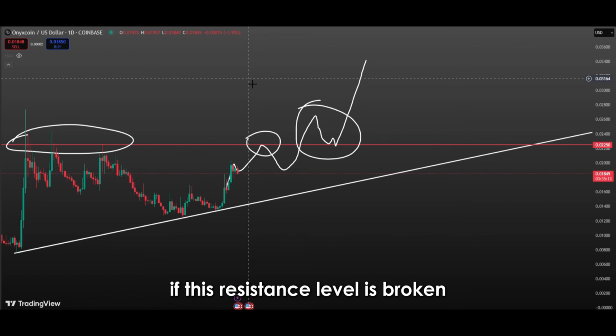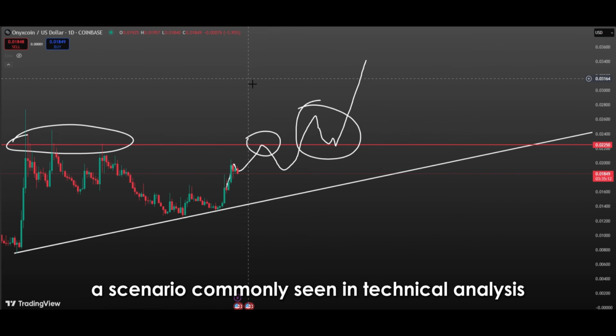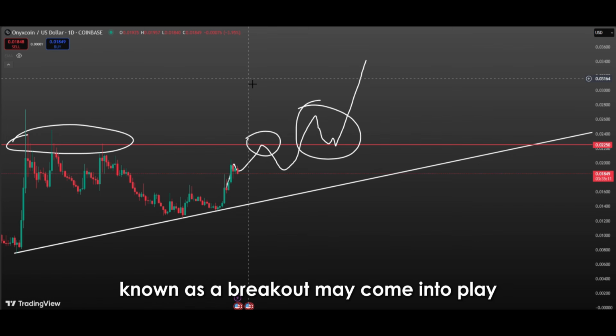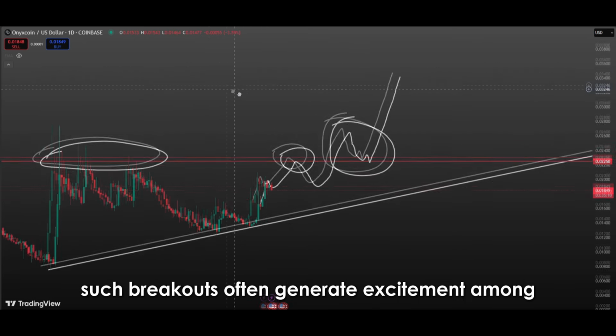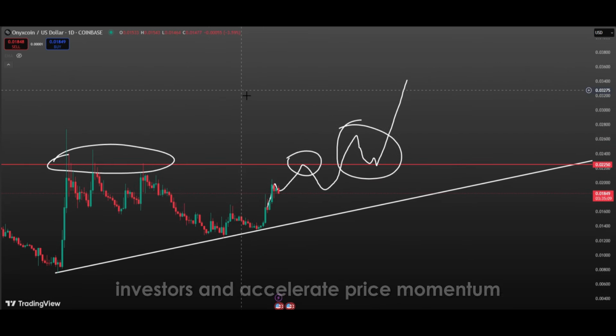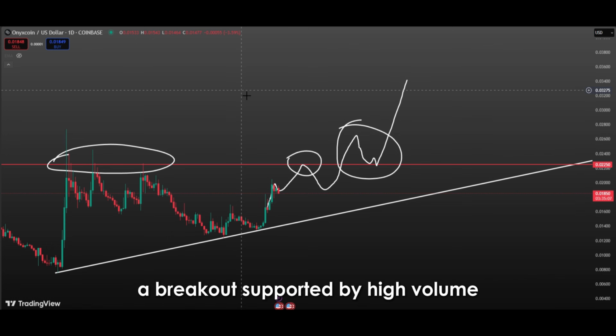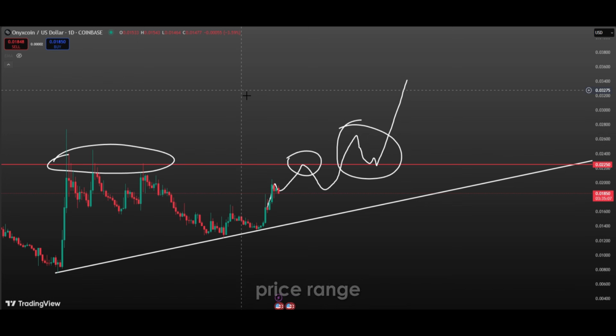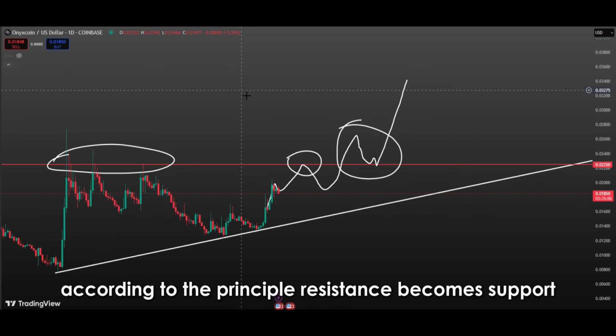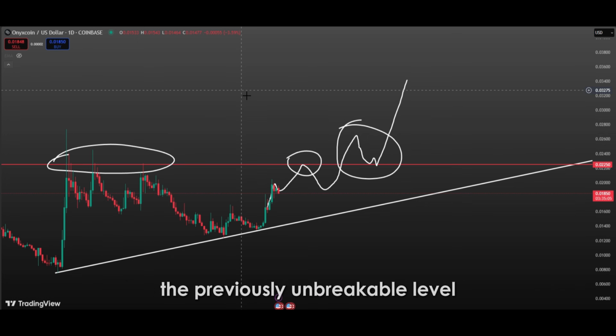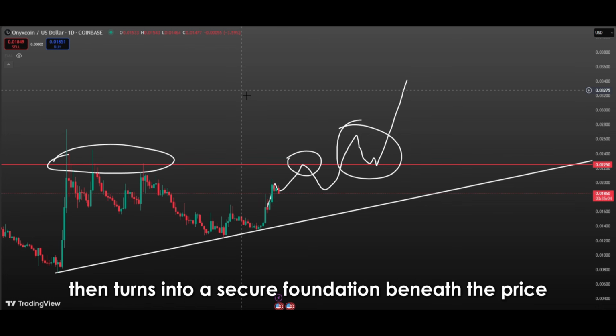If this resistance level is broken, a scenario commonly seen in technical analysis known as a breakout may come into play. Such breakouts often generate excitement among investors and accelerate price momentum. A breakout supported by high volume can quickly propel the price to a higher price range. According to the principle, resistance becomes support. The previously unbreakable level then turns into a secure foundation beneath the price.